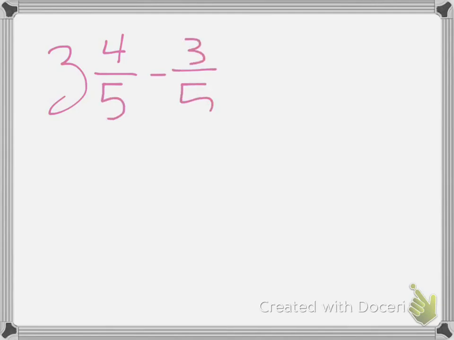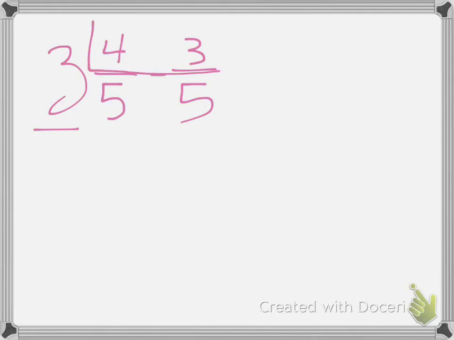What if I had 3 and 4 fifths, and I wanted to take away 3 fifths. Couple things you want to notice before you get started. Notice your wholes. 3 wholes, I'm not taking away any wholes over on the other side of the subtraction side. Then I have 4 fifths minus 3 fifths. The first thing I look at is, do they have the same denominator? Yes, they have the same denominator. So now I can just focus on the numerators.